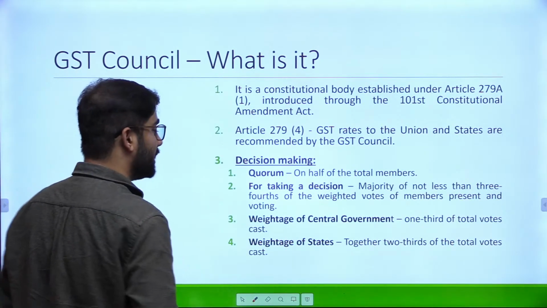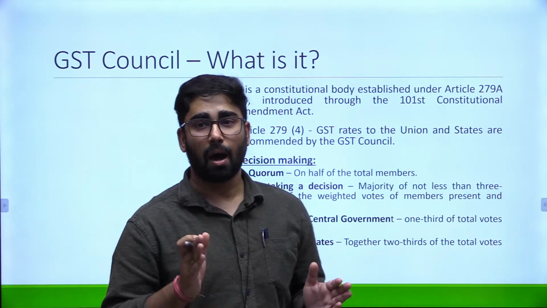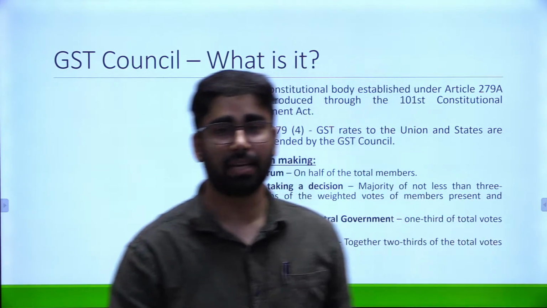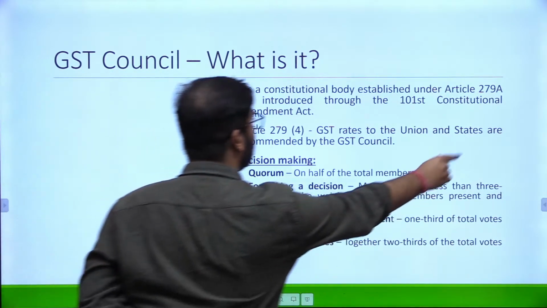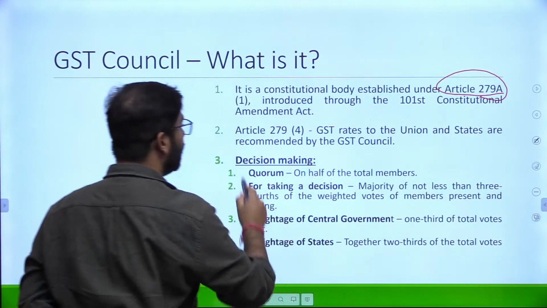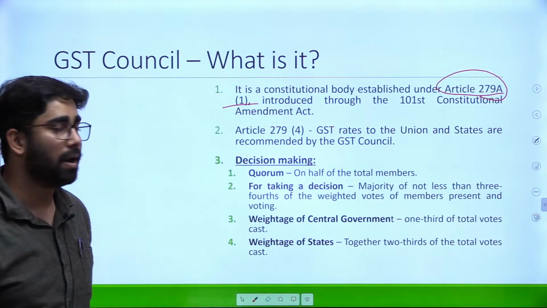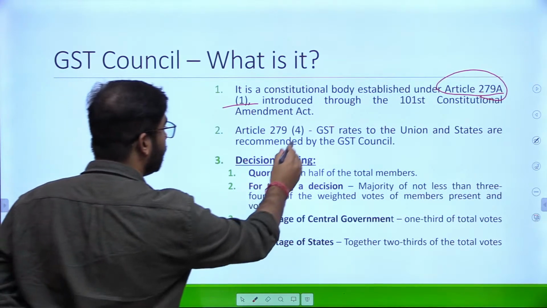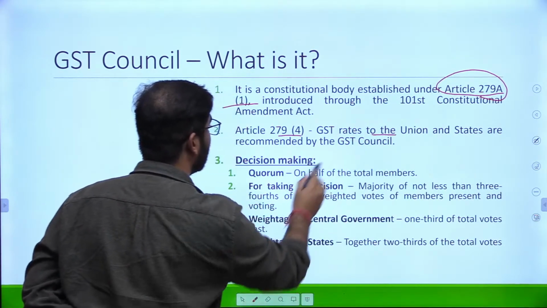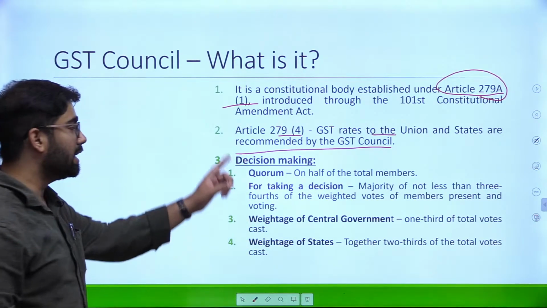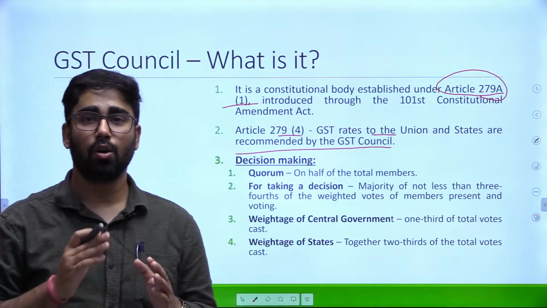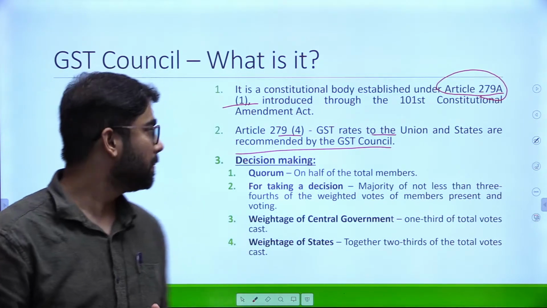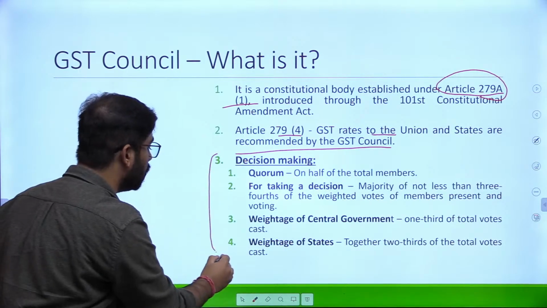Now let's see the GST Council, the organization that upholds and regulates the GST structure in India. It has been established under Article 279A(1) and introduced through the 101st Constitutional Amendment Act. Under Article 279(4), GST rates for the Union and states are recommended by the GST Council. It is one of the functions of the GST Council to recommend the rates of GST, and the decision making is done through this process.